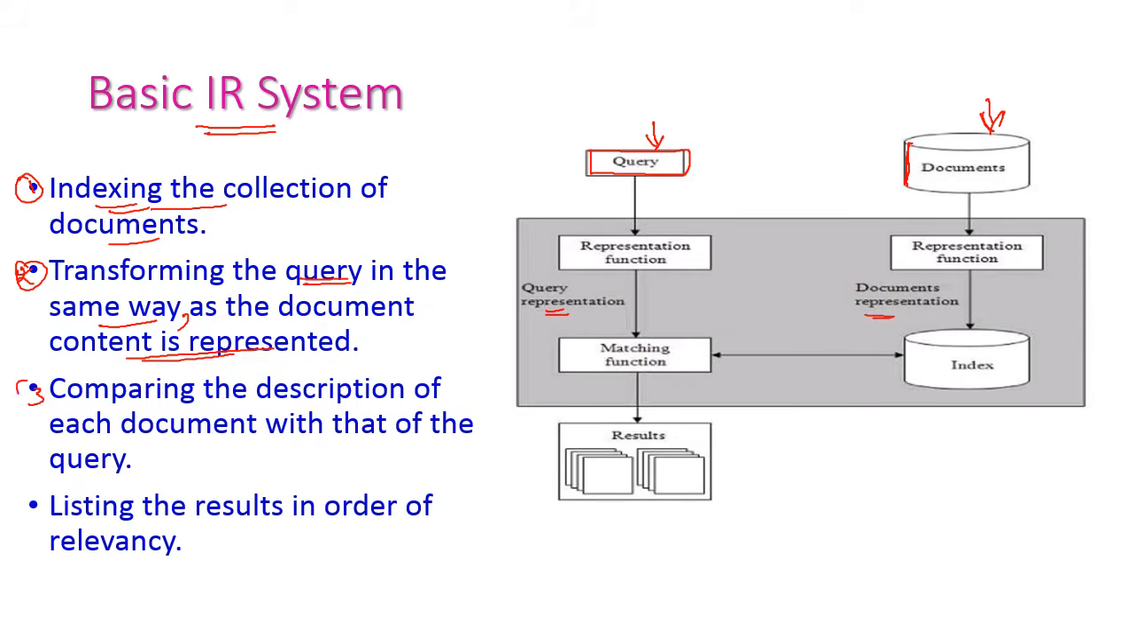The third step is comparing the description of each document with that of the query. Based on the query, the data will be compared in the documents. So whichever document suits this particular query, that document will be retrieved from the data repository. For this we can use a matching function. After that, listing the result in order of relevancy. So the result will be displayed here.